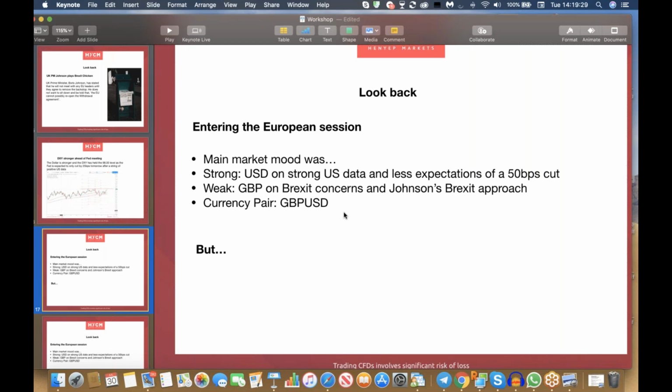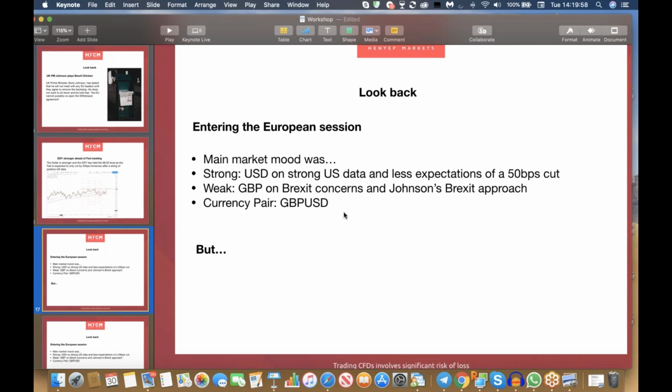And I think the risk now for the Federal Reserve meeting tomorrow is that the Fed are actually quite more optimistic on the US economy. We'll cover this briefly later on, but that's why I can see the strong US dollar. Now, weak pound. The pound is weak on the Brexit concerns and Boris Johnson's Brexit approach. So remember what we're trying to do. We're trying to pair a weak currency against a strong currency, okay?